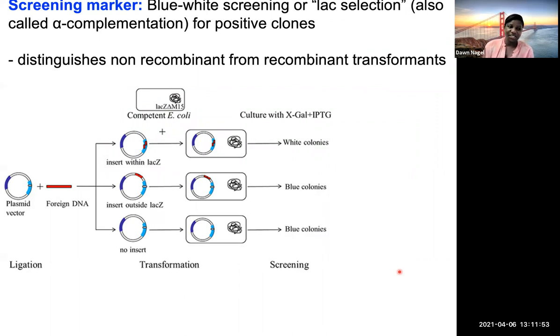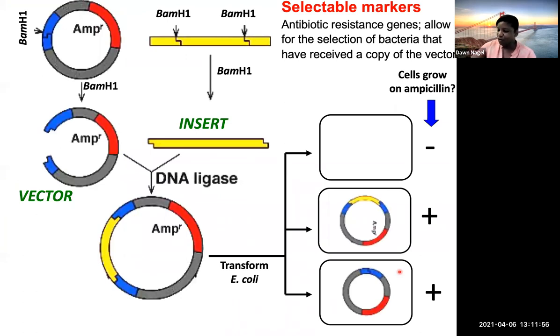Okay, so the question is, what is the purpose of the insert? If you're going to be cloning something, you need to put the insert into the vector. You want to clone this piece of DNA. That's your goal, right? That's your end goal, right? So that's the purpose. Your end goal is, I have this piece of DNA, I want to study it, I want to put it into this vector, and I want to make tons of it so I can work with it, right?